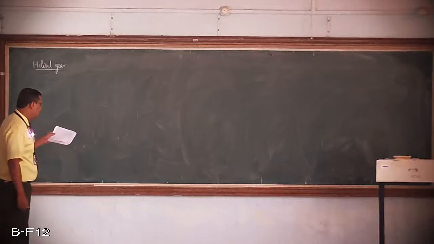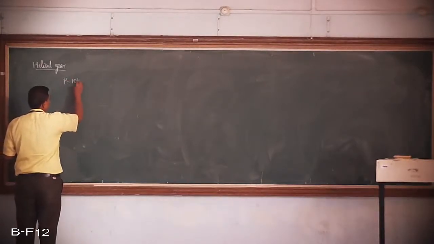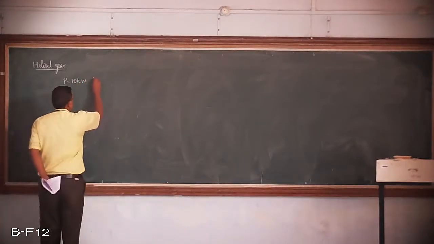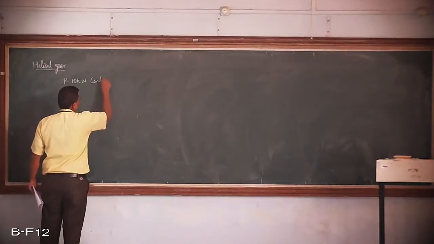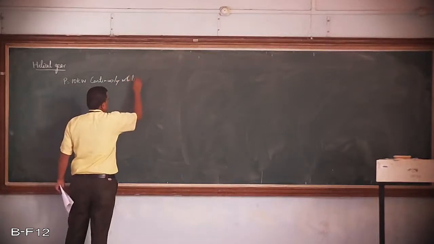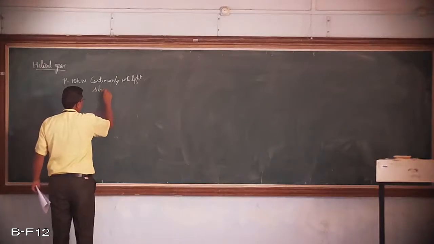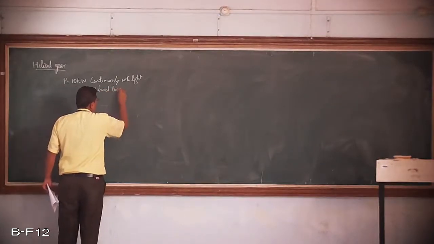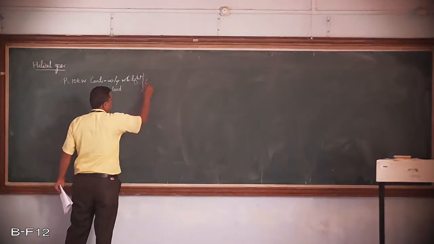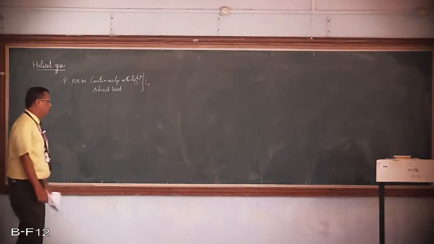A pair of helical gears is used to transmit 10 kilowatt power. Therefore, given is power to be transmitted is 10 kilowatt. Continuously with light shock loads. Yes, this has been added to it. Therefore, we have to transmit the power continuously with light shock loads. What is the use of this part? This part will decide the service factor, that is CS, the load service factor. We'll see how that service factor is to be obtained.